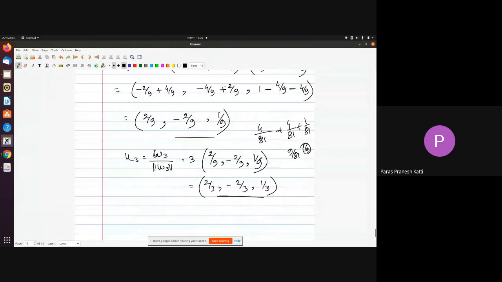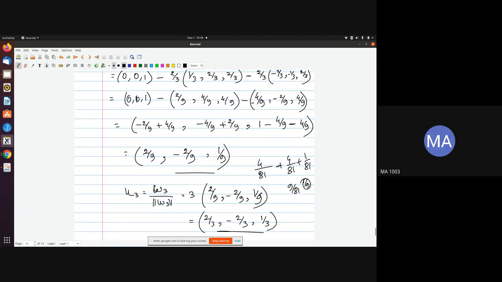Sir, in this method, if we take V1 equal to the third vector, that is 0, 0, 1, and implement this algorithm, will there be any change in the answer, or will it be correct? It will also be correct.